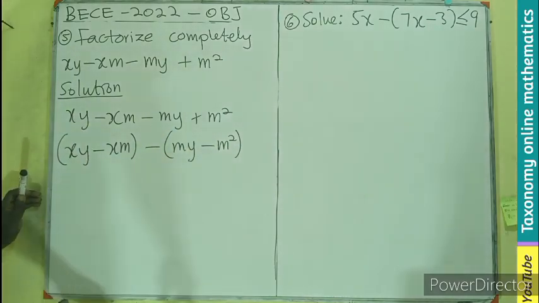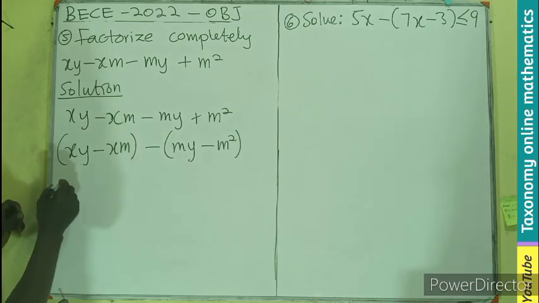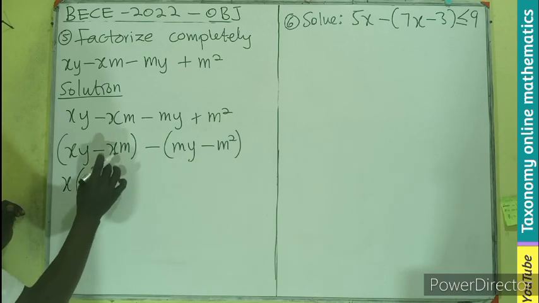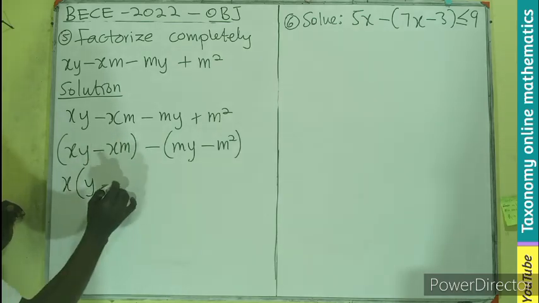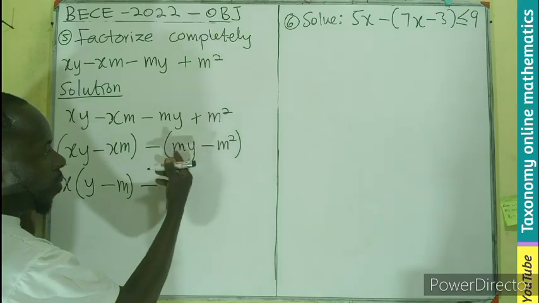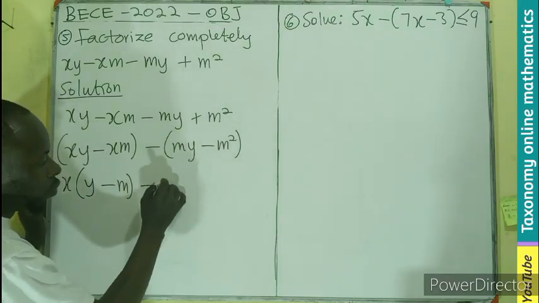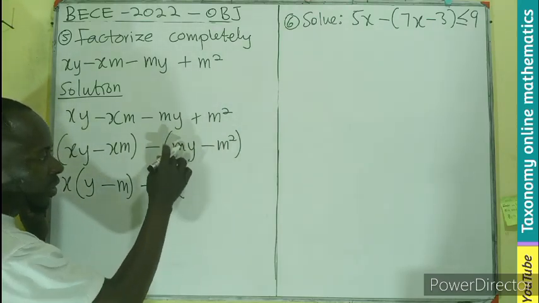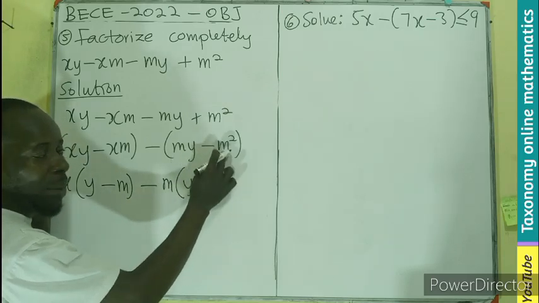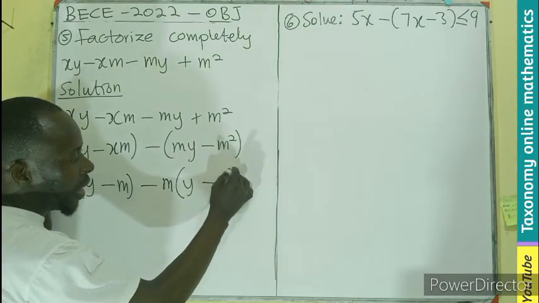All right, let's look out for common factor, x. So pick the x out, divide this by x. You will be left with only y. Divide mx by x. We have m minus. Looking out for a common factor, m. So m taken out, dividing my gives us y. Dividing m squared gives us only m.